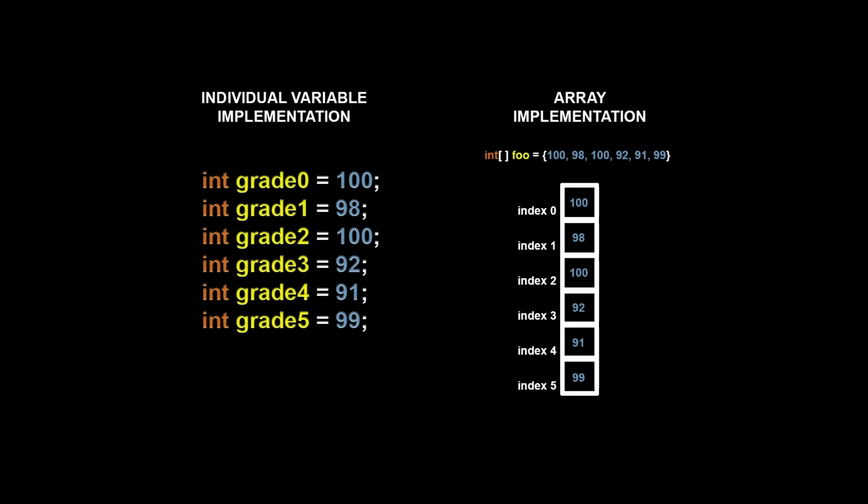So in this example, the value 100 is stored in index 0 of the foo array. Now if we wanted to reference a specific value in the array, we would do so by typing foo followed by brackets with a 3 inside of the brackets, or foo sub 3.